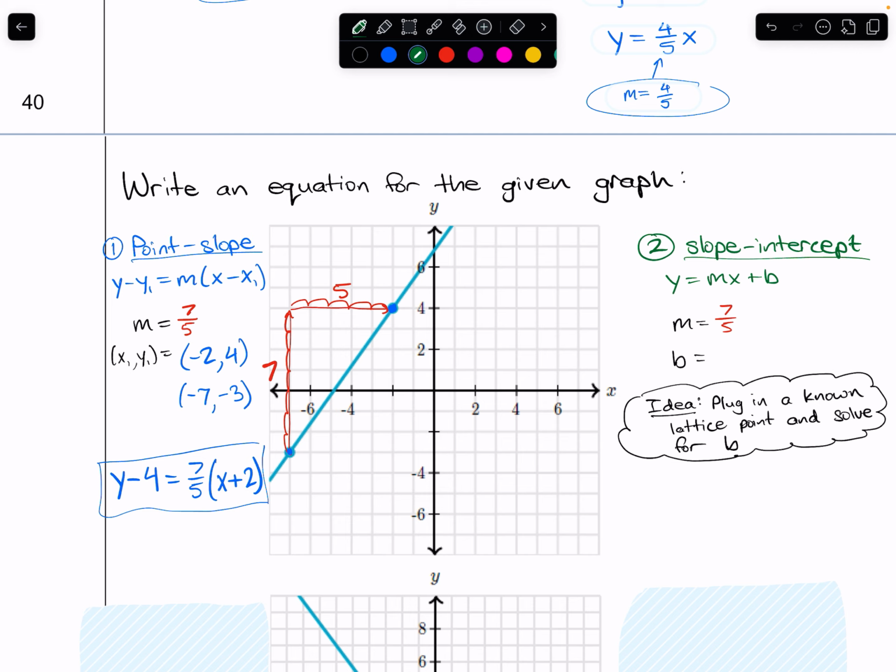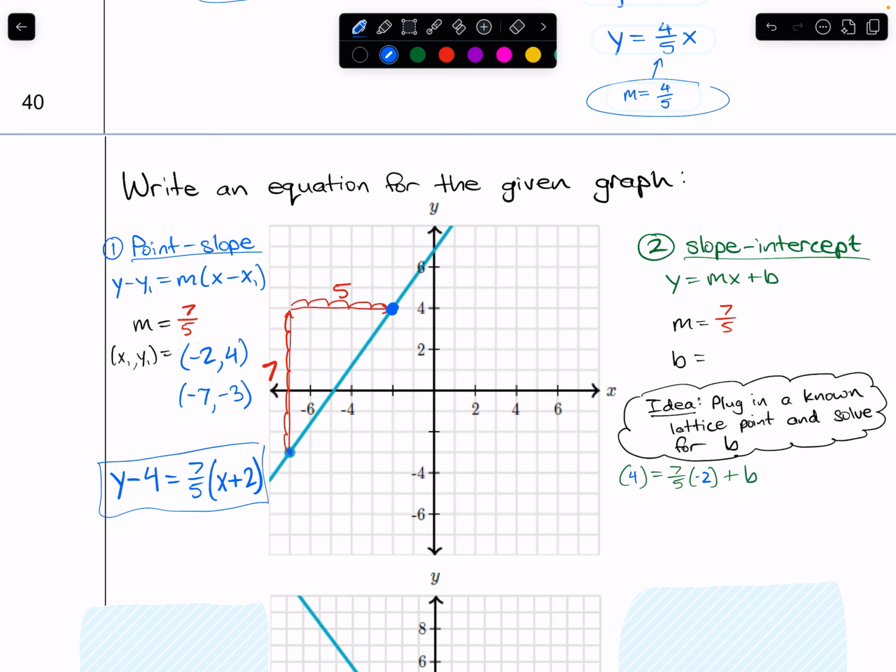So instead, here's an idea. We can plug in a known lattice point that's not the y-intercept, like the 2 that we noticed from earlier, and then solve for b. So in our slope-intercept form, y equals m x plus b. That should actually be parentheses. I'm going to plug in one of those points that we knew from before. So when x was -2, that's this point here, y is 4. Now everything's a number except for b. We can solve for b and then put that back into our equation.